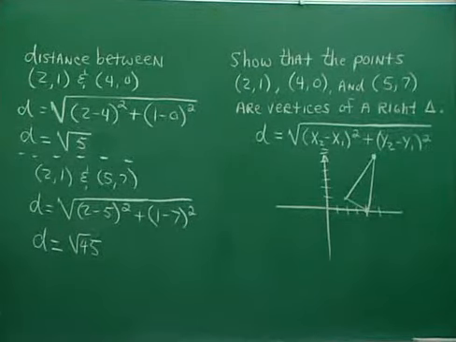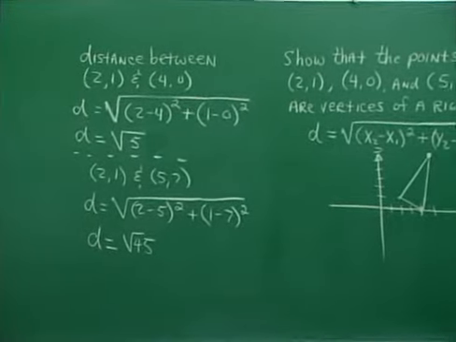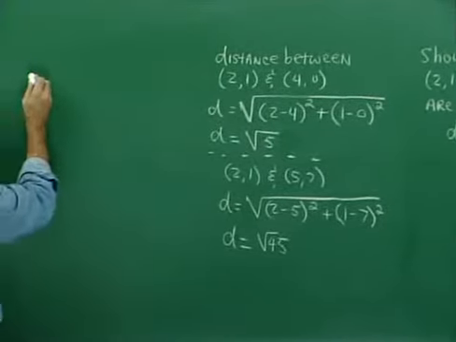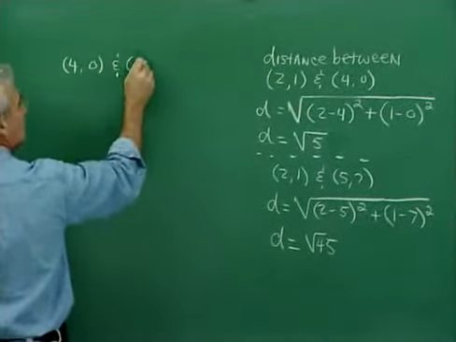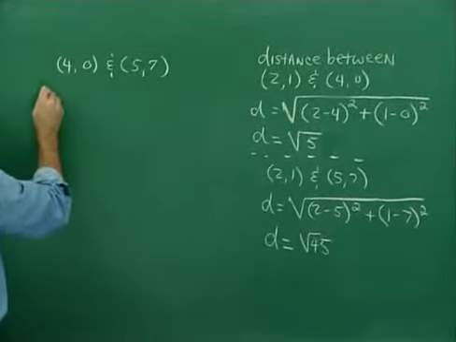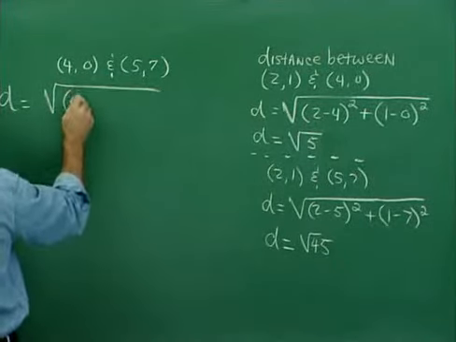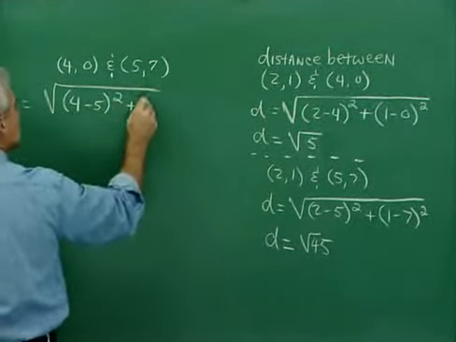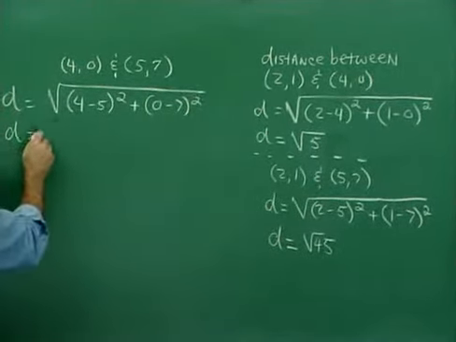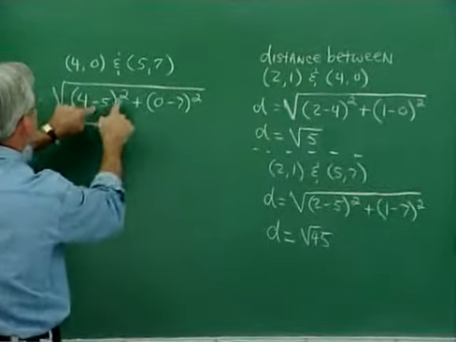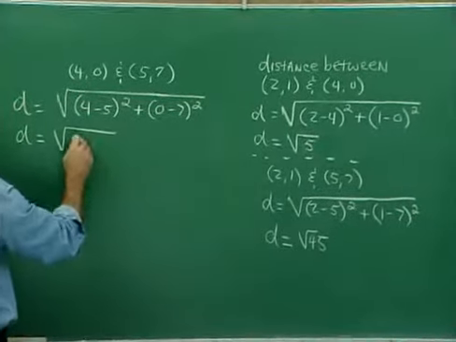I'm just backtracking over here. So I want the distance between the 4, 0 and 5, 7. So I have the square root of, let's see, difference in x components, that's 4 minus 5 squared plus 0 minus 7 squared. That's the square root of, this is negative 1 squared, that's 1. This is negative 7 squared, that's 49. So this then would be the square root of 50.